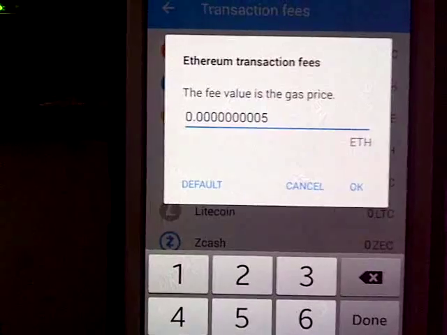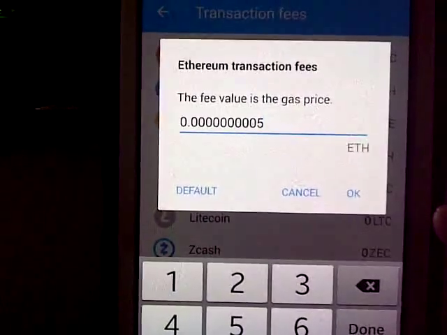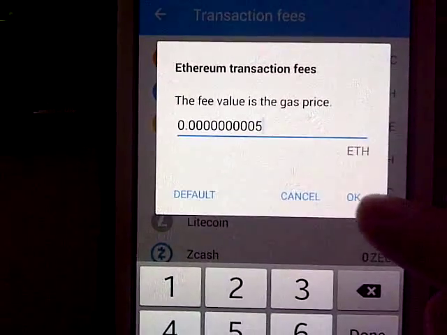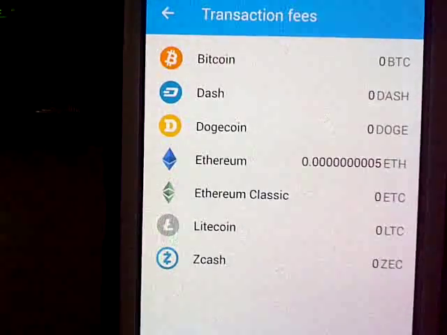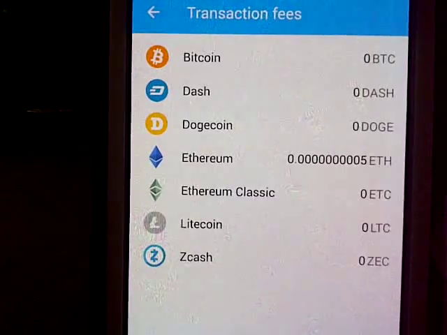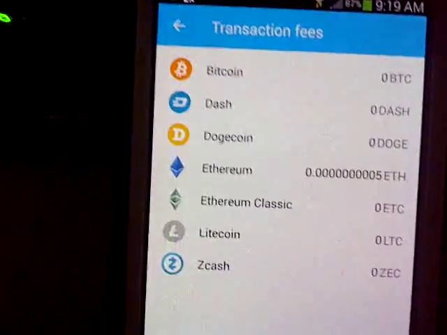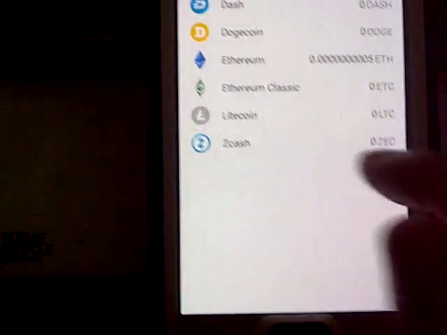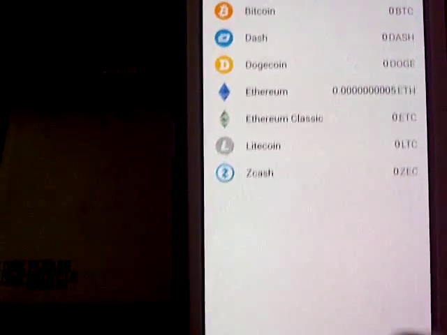All right, that should be your gas price that you put in there. The fee value is the gas price. So I'm going to put that in the gas price. All right. That should be your gas price for Ethereum to get the lowest amount. And I'm doing this right now with you. So let's figure what that is.